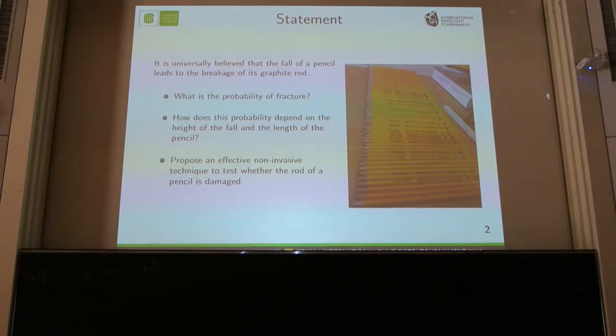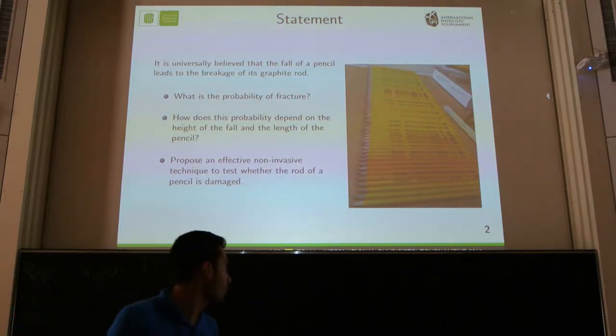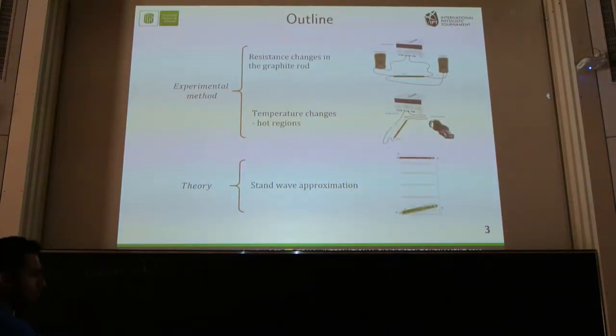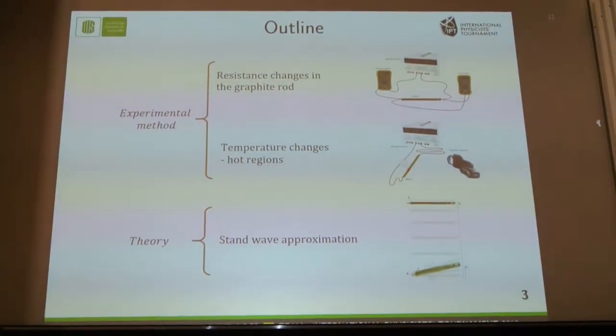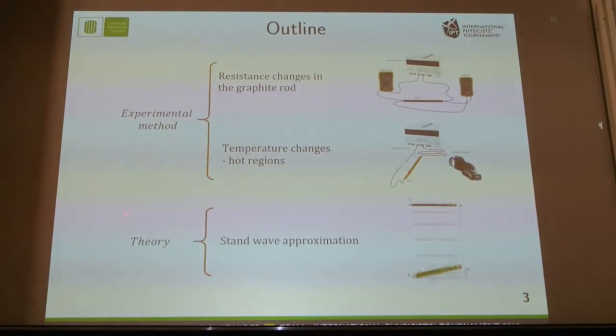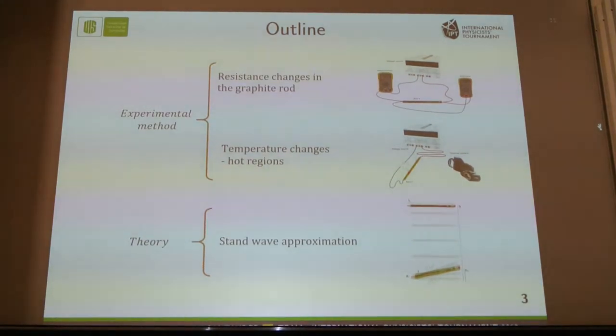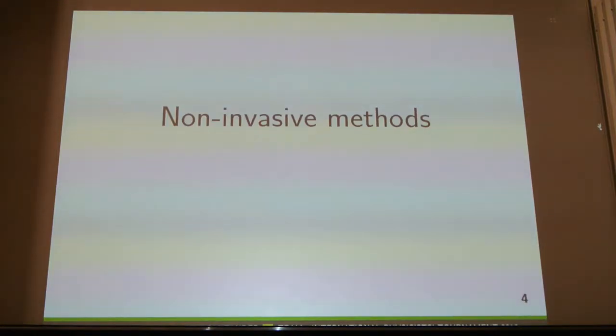But it mainly talks about the proposal of an effective non-invasive technique to test this probability. So in order to solve this problem, I want to make a little outline where I'm going to talk about the experimental method, the proposal, and we propose two methods. In the third place, I want to show you a short theory and first approximation when we tried to determine the physics of why this breakage happens. So in the first place, I'm going to start with the first method.